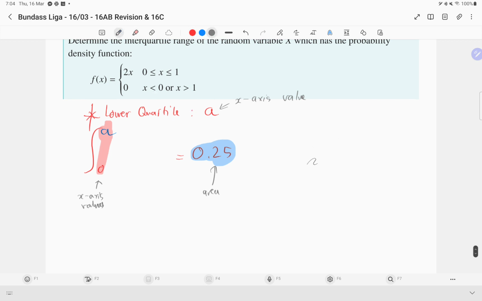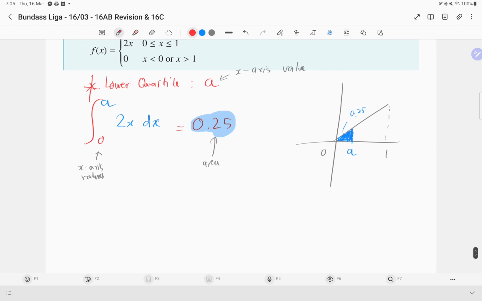Visually, it looks something like this. Say that's a PDF, 2x, so let's just say it's a straight line from 0 to 1. This is the shape of the graph. What's the value A, the lower quartile, where the area to the left of A is 0.25? So you anti-derive from 0 to A, and the answer should be 0.25. Does it make sense, Emily? Then you just have to work out what A is. The rest is algebra.